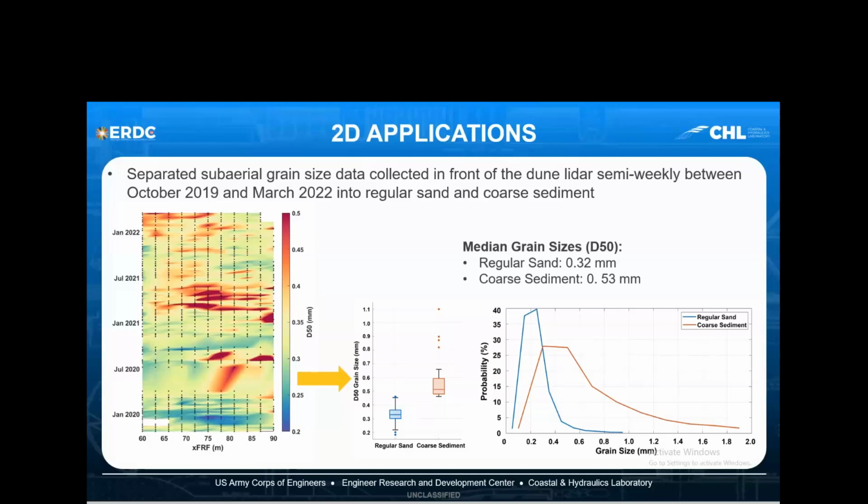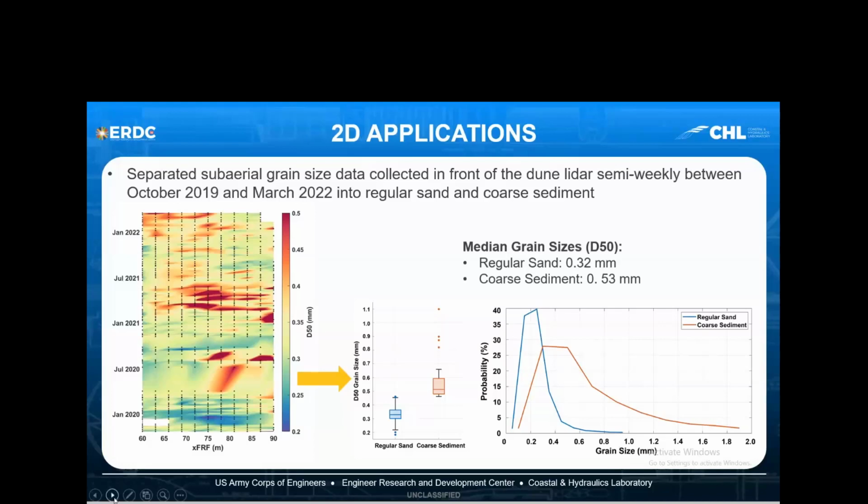So we had D50s that were 1.1 millimeters, and we've had a couple of other ones since March of 2022 that are also in this 1 millimeter grain size range. And then here is just another representation of our P-color plot, similar to the one shown earlier, but now just limited to October 2019 to March 2022.